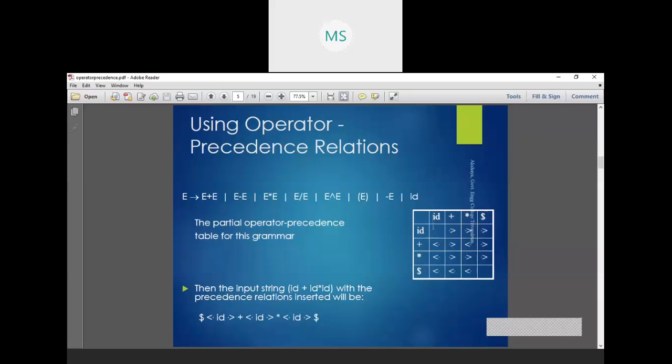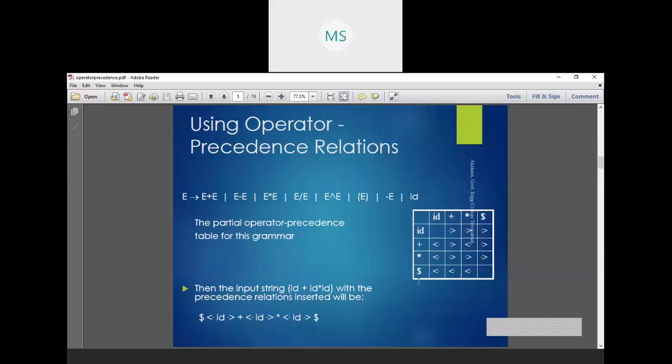Then star and ID, third line. ID has the highest precedence, so you write less than. Star and plus: star has higher precedence than plus, so you write the greater than symbol. Star and star: same concept, both have the same precedence but left associativity, so I am writing the greater than symbol. And star and dollar: you write the greater than symbol.